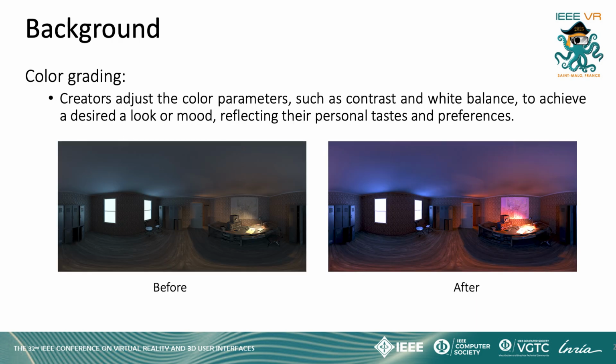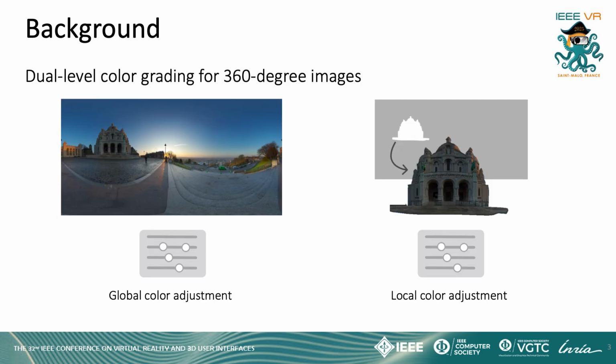Color grading is a crucial editing process where creators adjust color parameters, such as contrast and white balance, to achieve a desired look or mood, reflecting their personal tastes and preferences. Since color is an important way to guide user attention in a 360-degree environment, color grading usually involves global color adjustment for an entire image and local color adjustment of a point of interest.